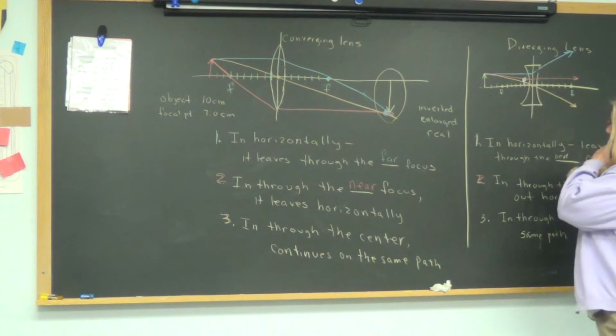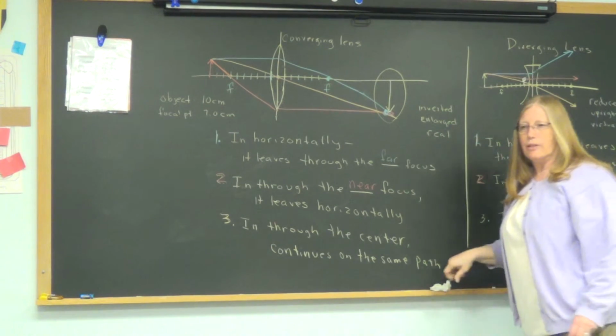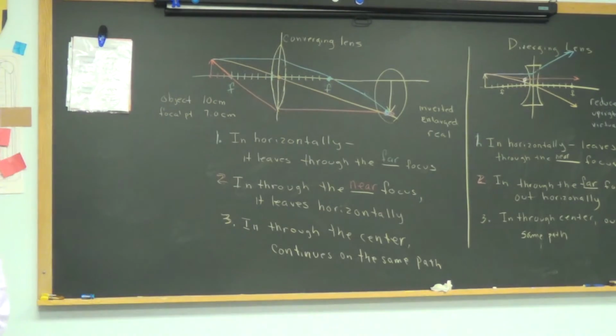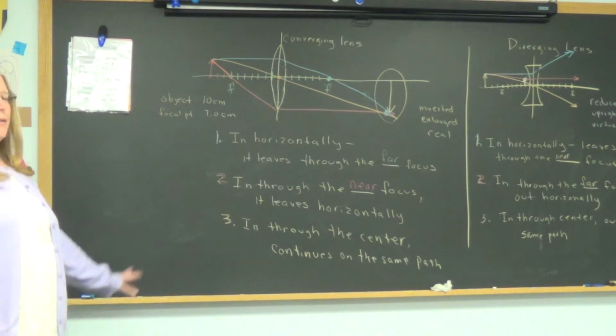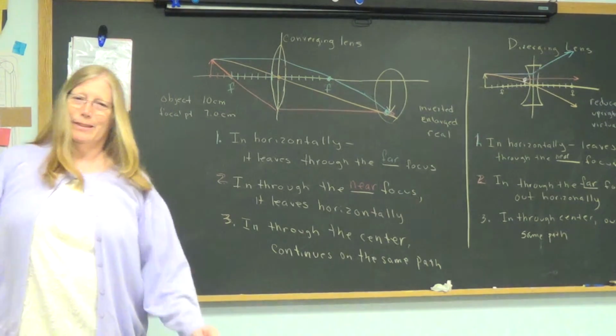And I get reduced, upright, and virtual. Because it used extrapolated lines, we call it a virtual image. Woo! All right, do you see the difference between the two? Hopefully. All right.